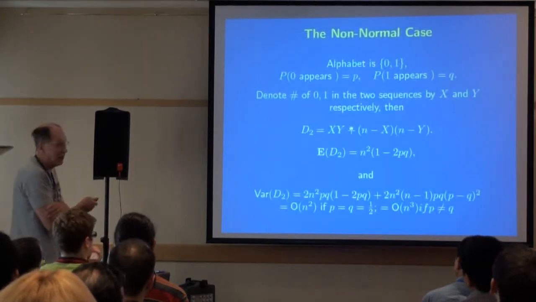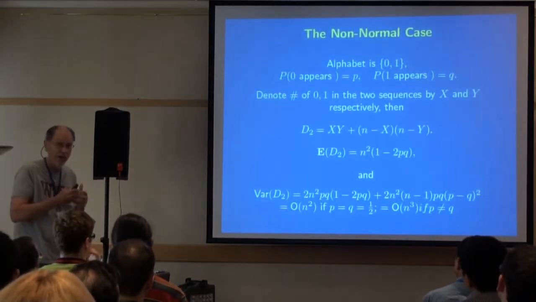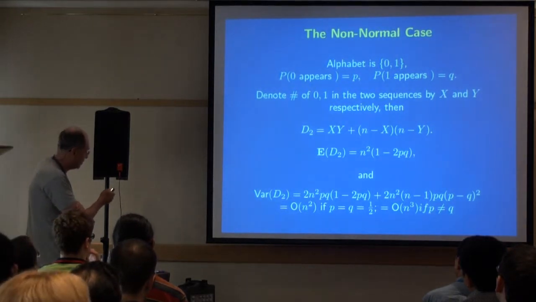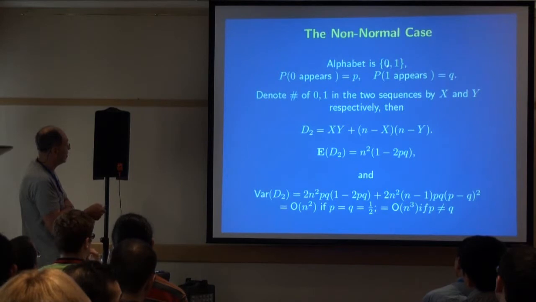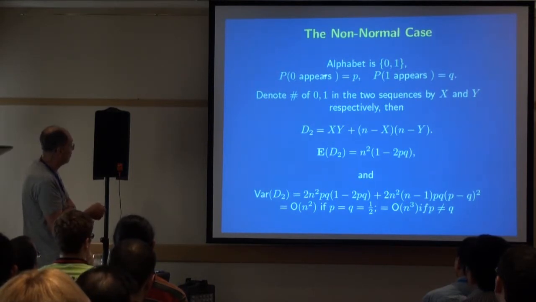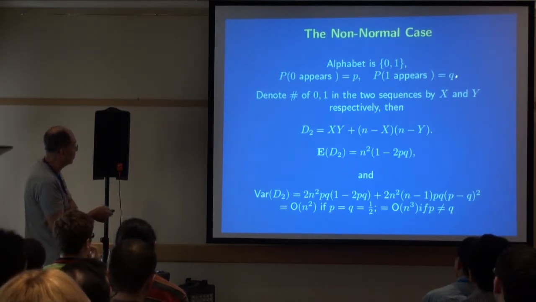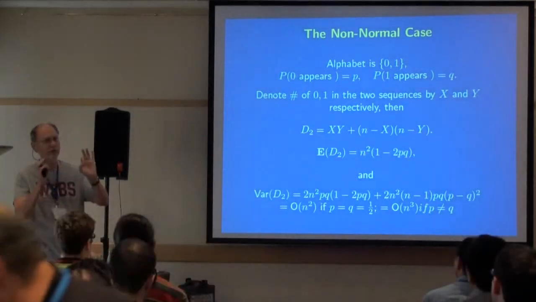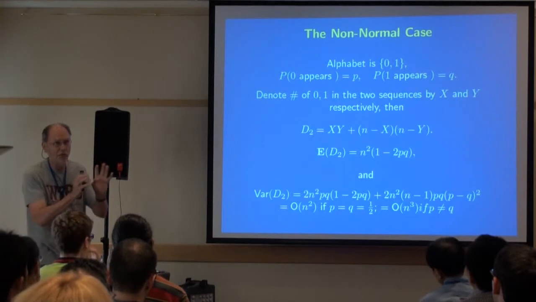So what's actually happening? Let me show you how slightly strange this is. Take the simplest possible case, a 2-letter alphabet, 0 and 1. 0 appears with probability P, 1 appears with probability Q, and we'll count 1-letter words. So there's none of this overlap nonsense. You don't have to worry about that.